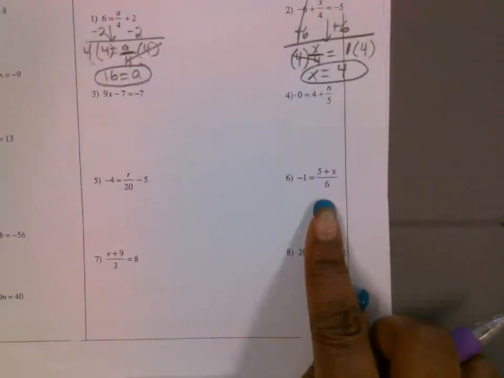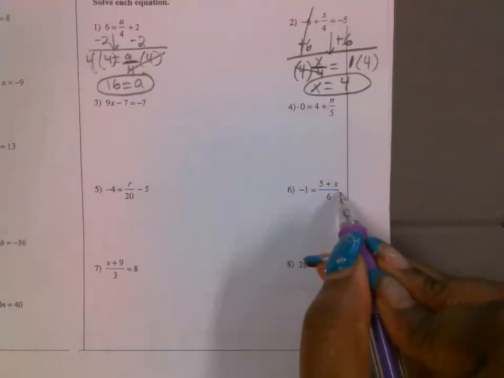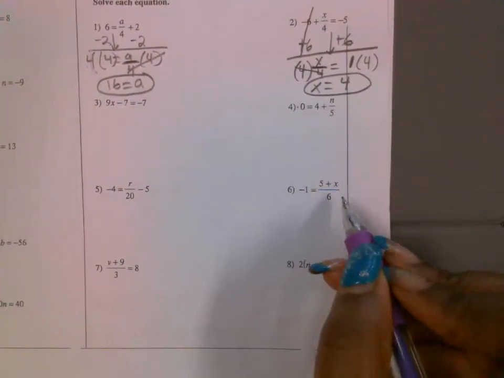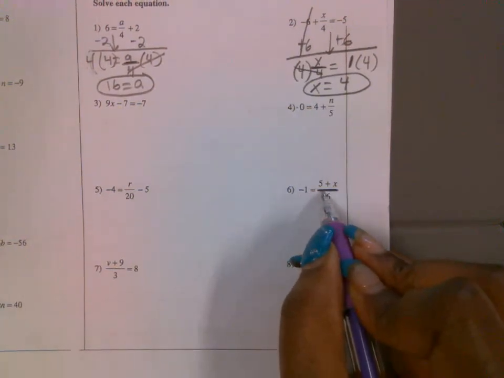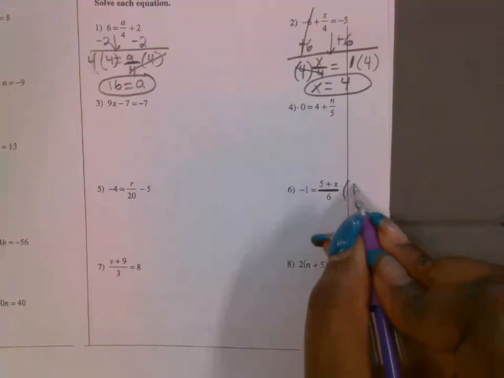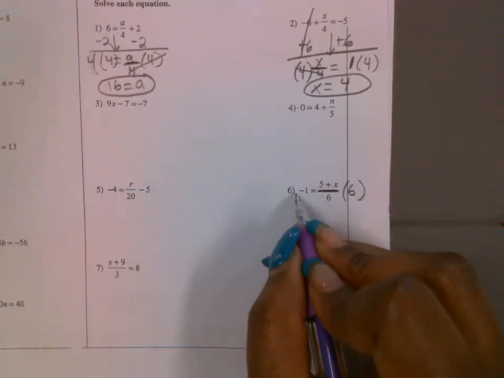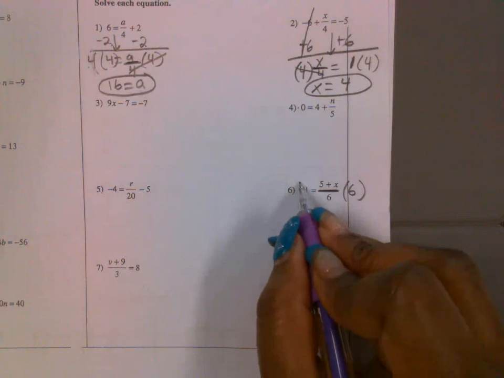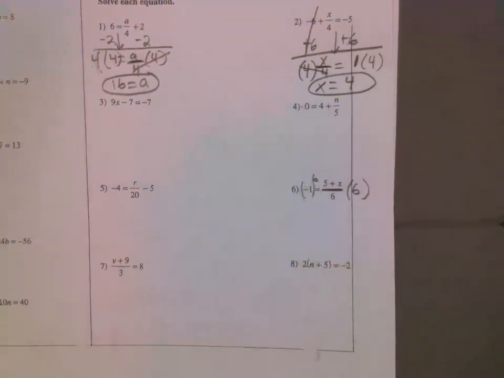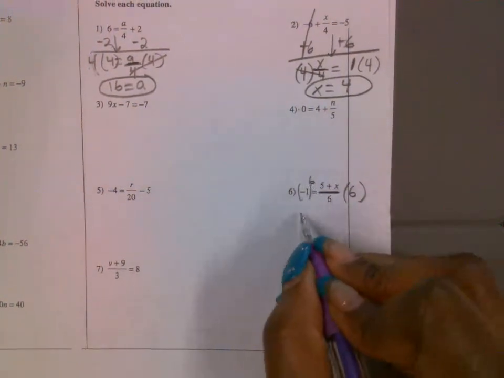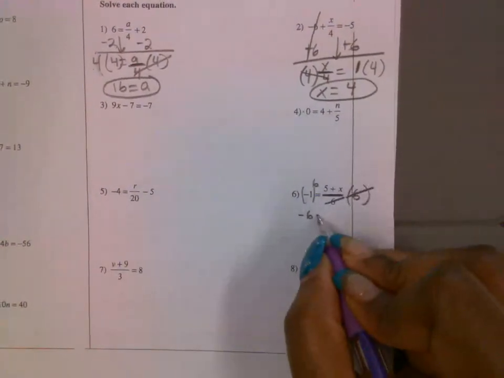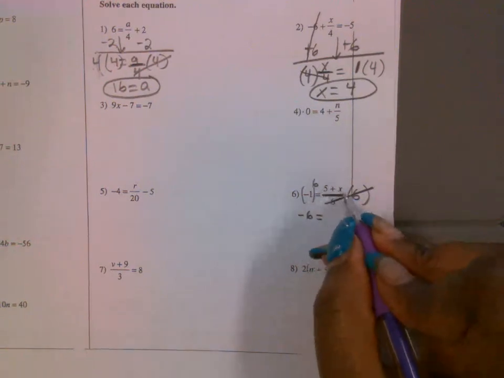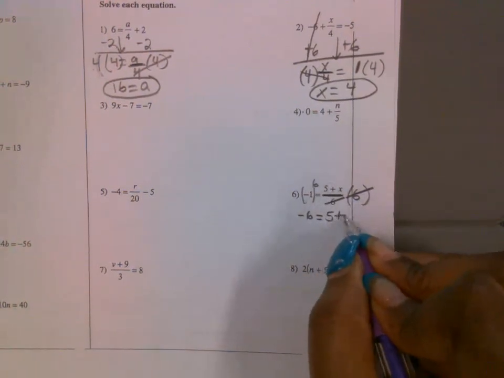All right, I'm going to do this one down here because it looks different. So now we're forced to get rid of this 6. We can't do anything till we get rid of that 6. This is division. I ask you, what is the opposite of division? Multiplication, Miss Reyes. So multiply both sides by 6. Negative 1 times 6 is negative 6. This cancels out, and I'm just left with the equal sign and what's on the top here, 5 plus x.